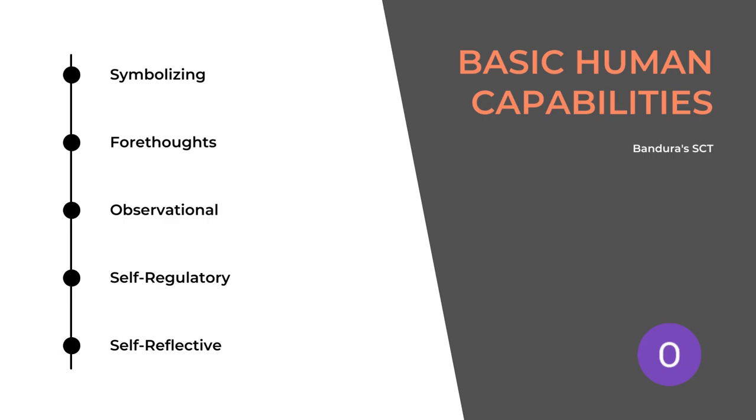Self-regulatory explains that employees self-control their actions by setting internal standards and by evaluating the discrepancy between the standard and the performance in order to improve it. While self-reflective is when employees reflect back on their actions and perpetually determine how strongly they believe they can successfully accomplish the task in the future given the context.